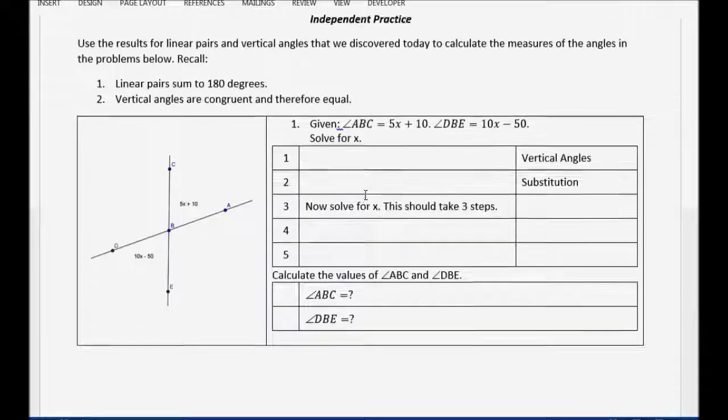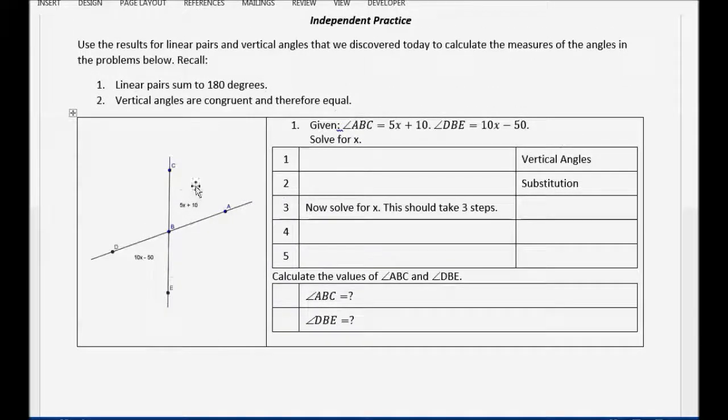I'd like to say a couple words about the independent practice here. Notice that the angles are equations. What this is going to allow us to do is set up one of two kinds of equations. If we're looking at vertical angles, we set them equal and solve for x. If we're looking at a linear pair, we set them equal to 180 and solve for x.